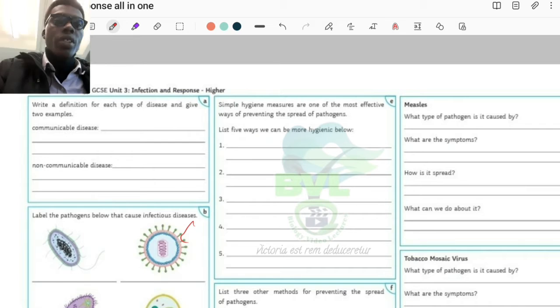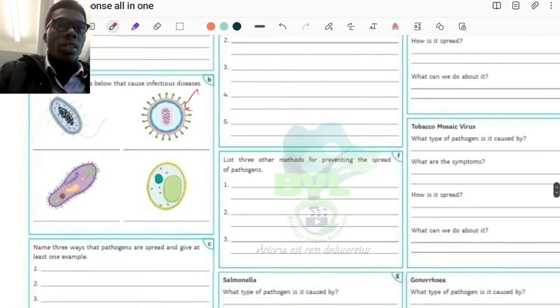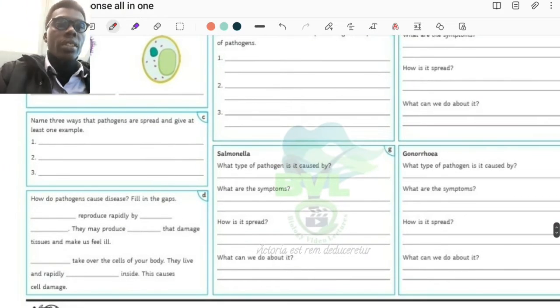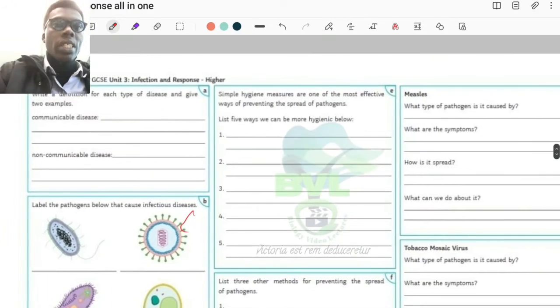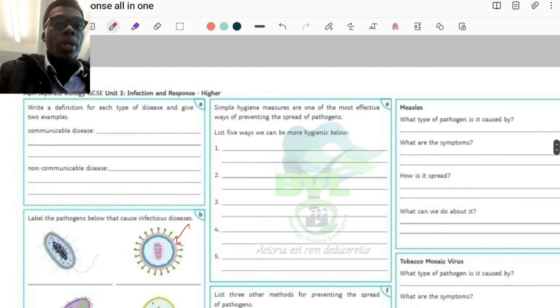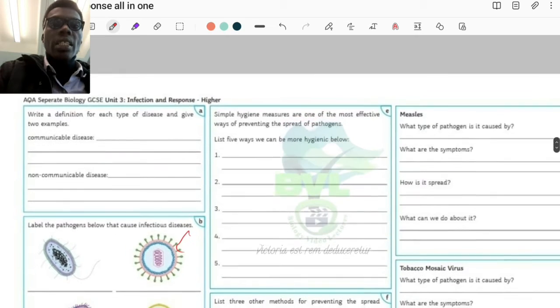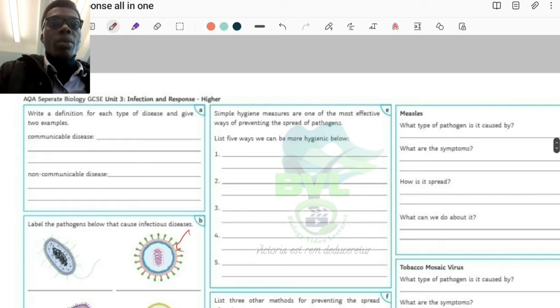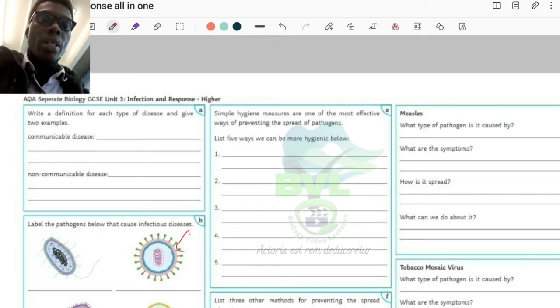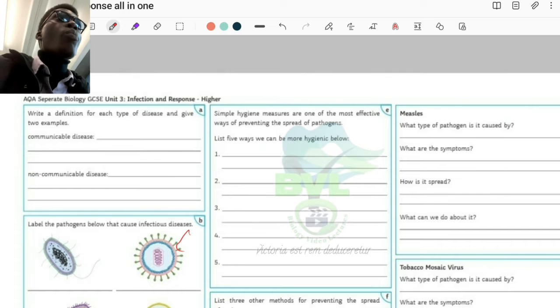So today I'm going to be solving some questions on infection and response. There are a lot of questions here, so I'm going to do it in parts. Some of it is going to be just the introduction aspect, so that it won't be too bulky to go through. So basically here it says, write a definition of each type of disease and give two examples each. Because of time, I'm just going to paraphrase some of the definitions to make it easier for anyone watching this to grasp.